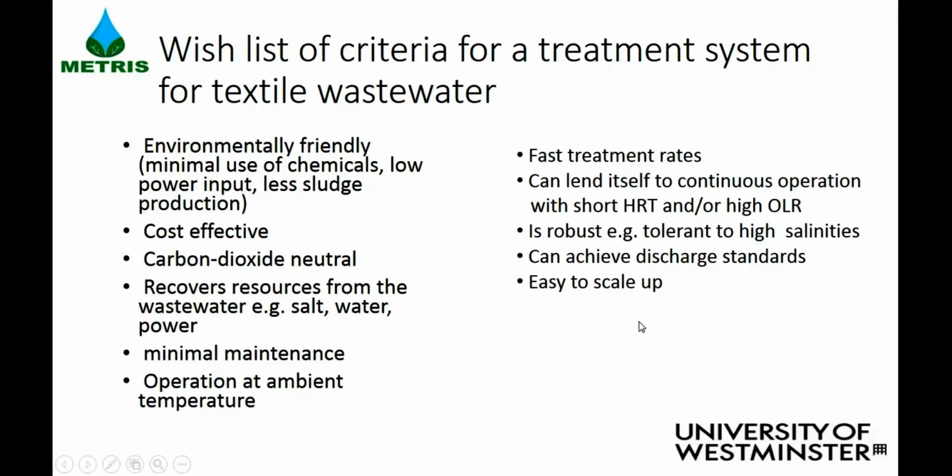So this next slide shows you a wish list. I've created this wish list. This is the type of treatment system I would want to have for treating this type of wastewater. So I want a system that is environmentally friendly. That means it doesn't use many chemicals. It doesn't use much electricity. It doesn't produce sludge or much sludge.